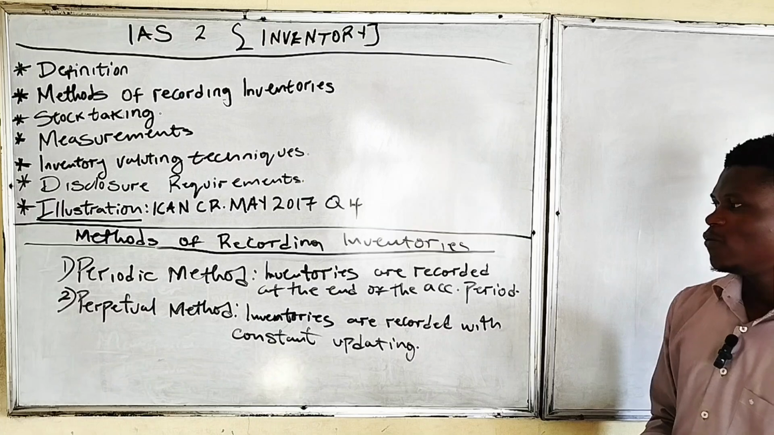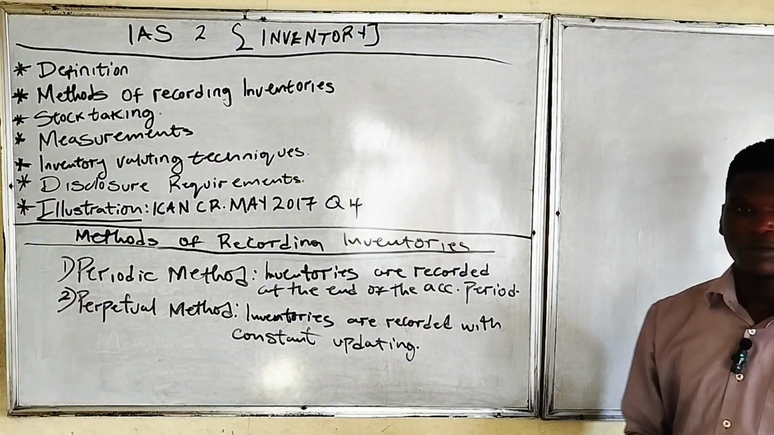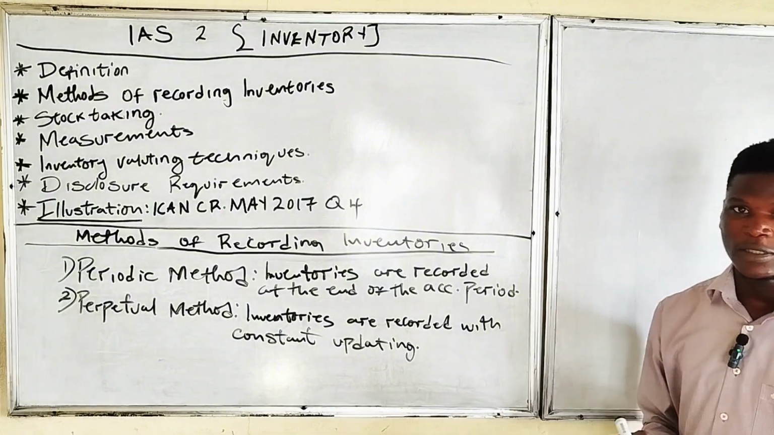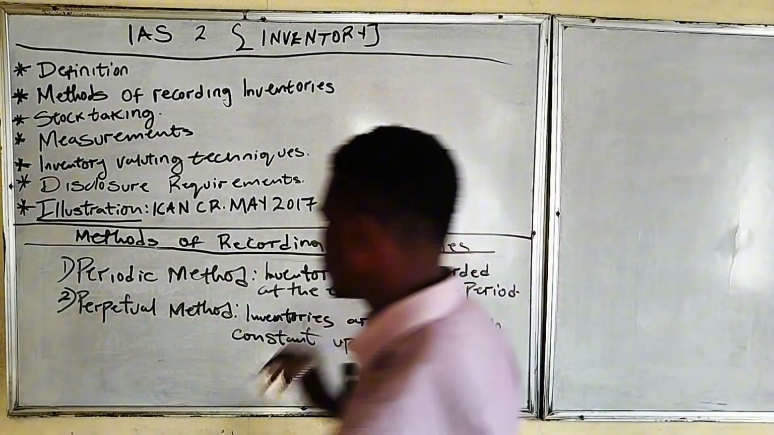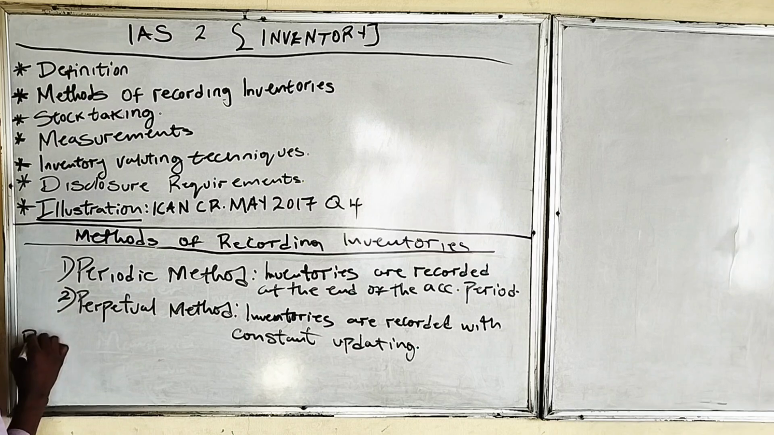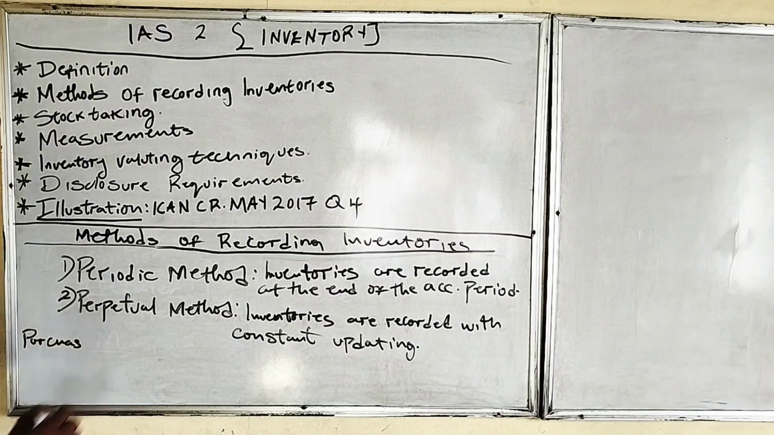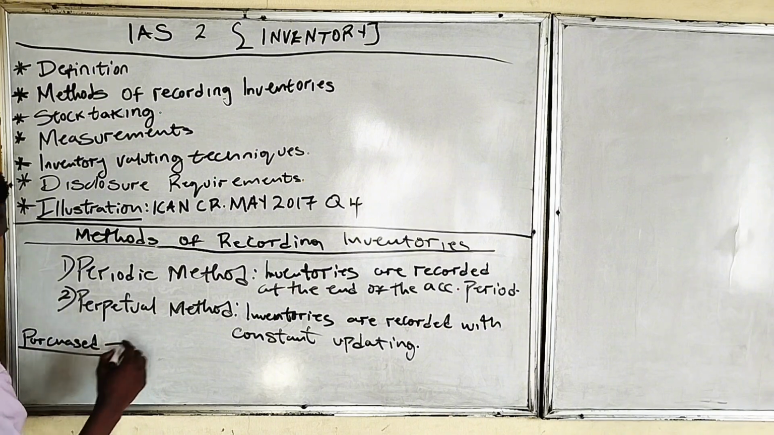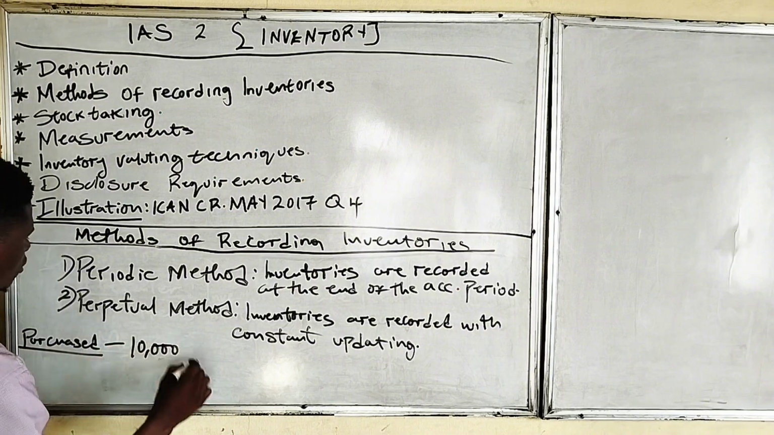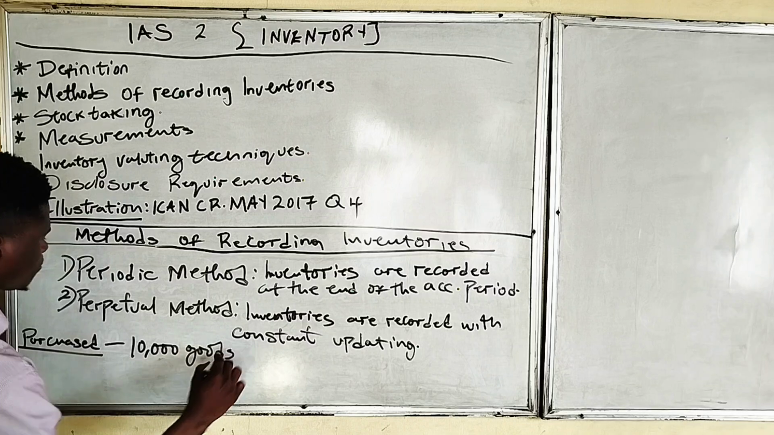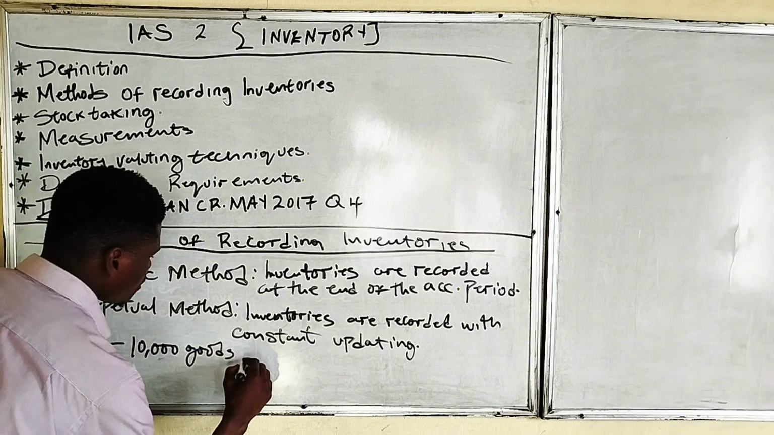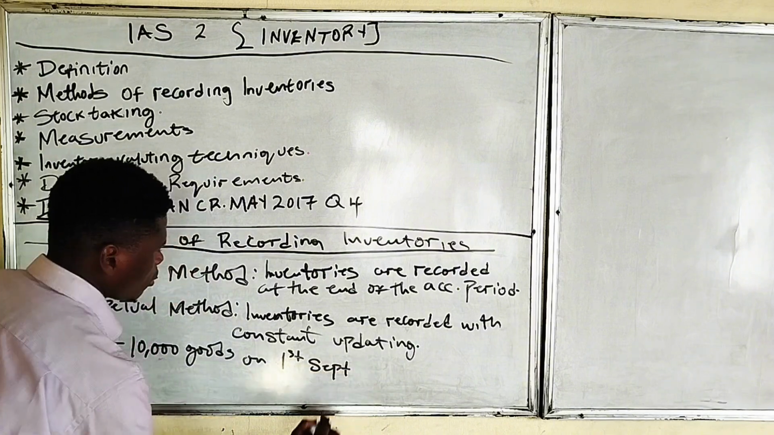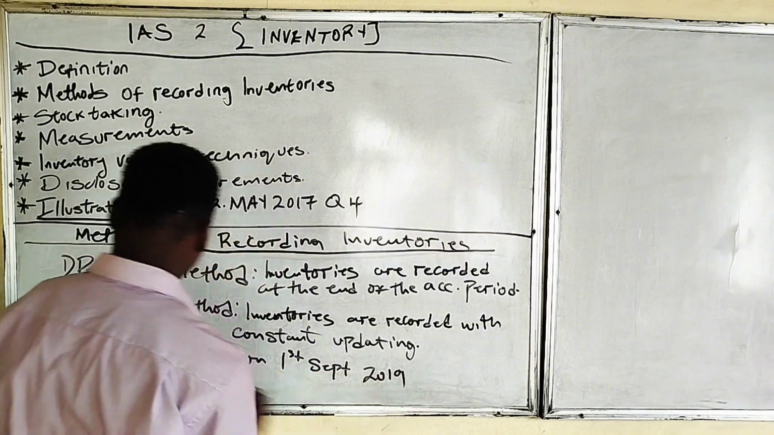So an example is if we purchase, let's say, 10,000 goods on 1st September 2019. I'm using a retailer for example now. We purchased 10,000 goods on 1st September 2019.